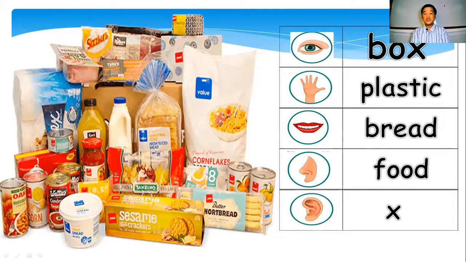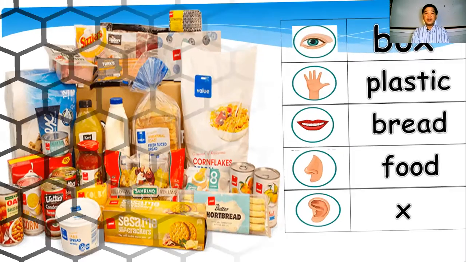As for hearing, with ears used for hearing, you cannot hear the foods because they are not talking. But if you scrape or scrunch the boxes or the cellophane, that's the time you can use your ears to hear, because objects are also capable of producing sounds. So these are the ones.